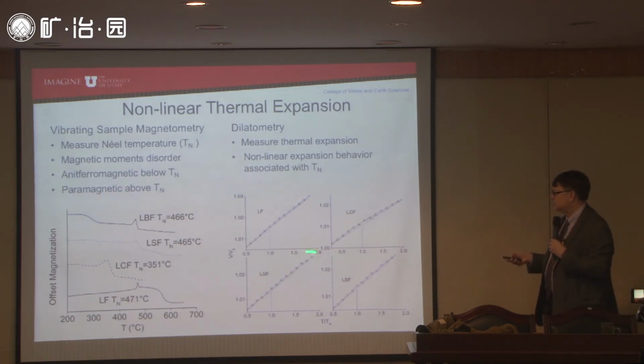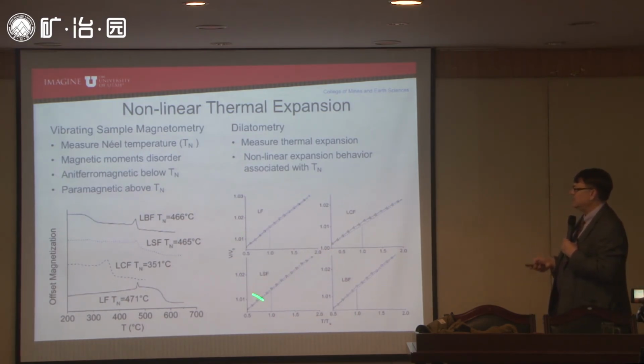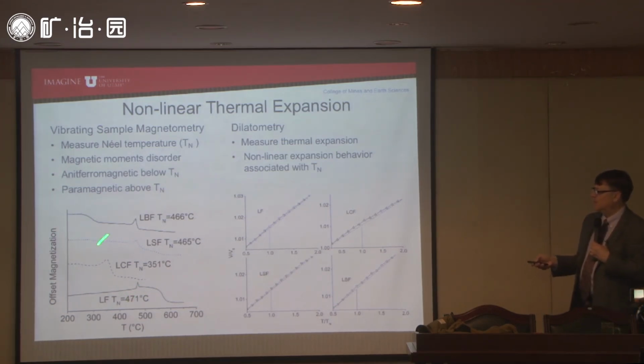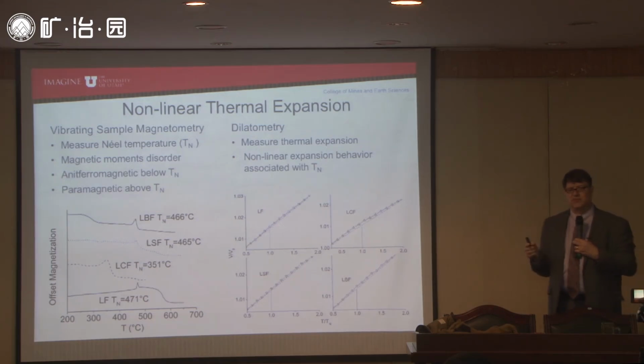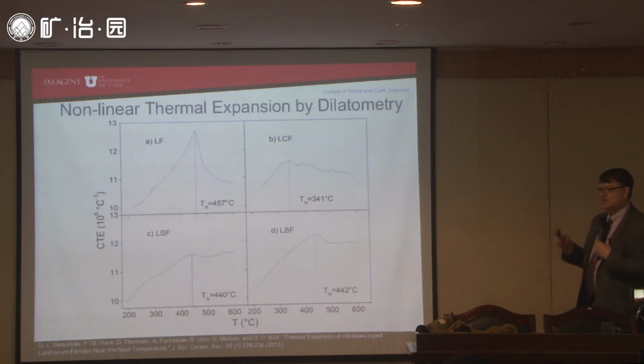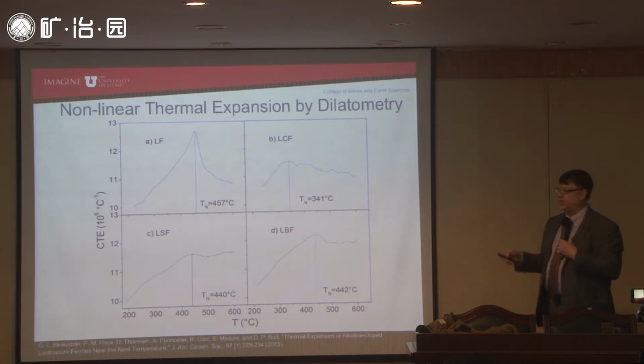So here's another piece of data. This is thermal expansion data, and you can also see this phase transformation in thermal expansion data. One of the things I wanted to do is verify that our magnetometry data was correct, and so we also do dilatometry. In other words, we measure the length of our specimen as a function of temperature. If you take the derivative of the thermal expansion data, you can see these phase transformations pretty nicely.